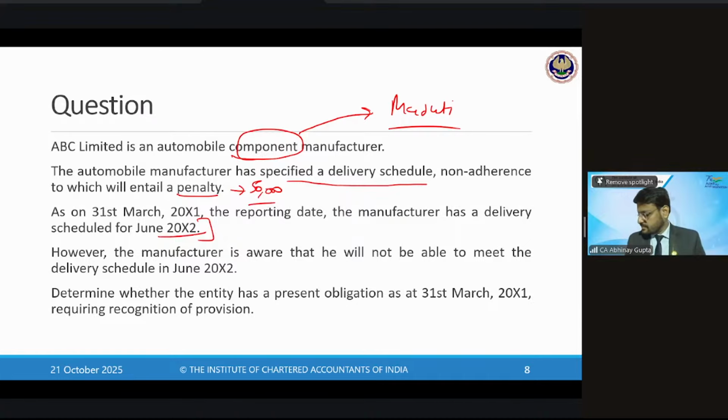The manufacturer already knows that he will not be able to meet the delivery schedule. So the present obligation is not there. There is no present obligation. Why? Why is there no present obligation? Anybody?